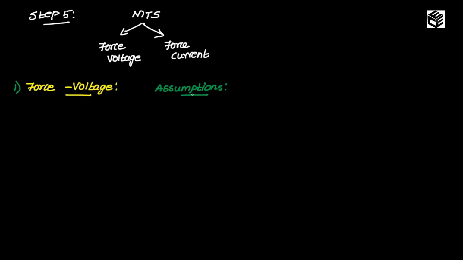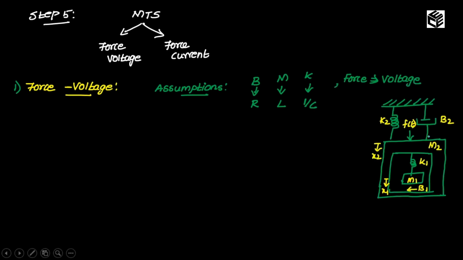So under force voltage, what are the assumptions we have? B is replaced by R, correct? M is replaced by L and K is replaced by 1 by C, correct? Similarly, force is replaced as voltage. Our actual diagram given in the question. So here we are going to replace B as R, M as L and K as 1 by C.